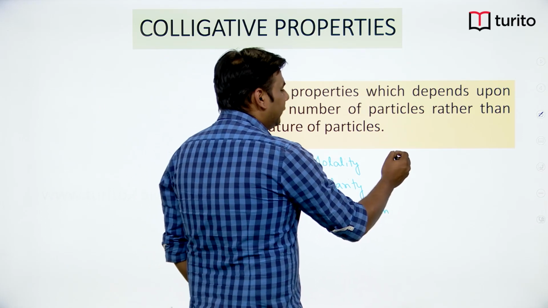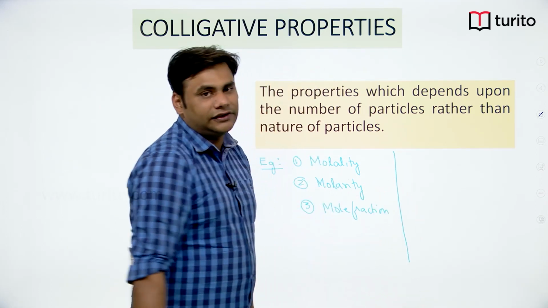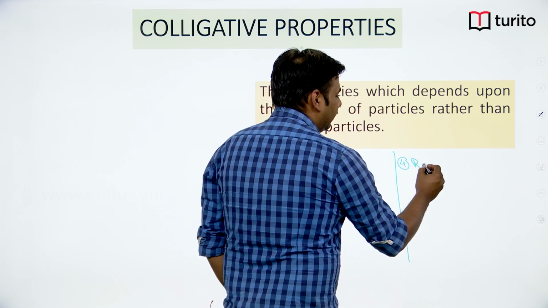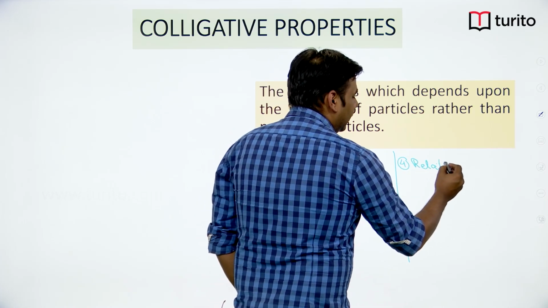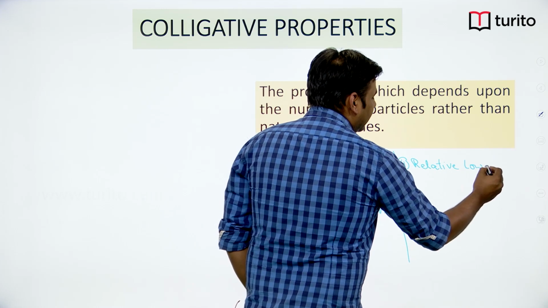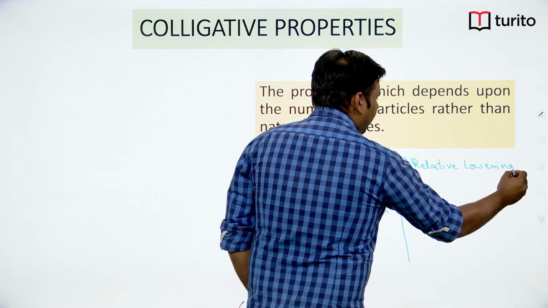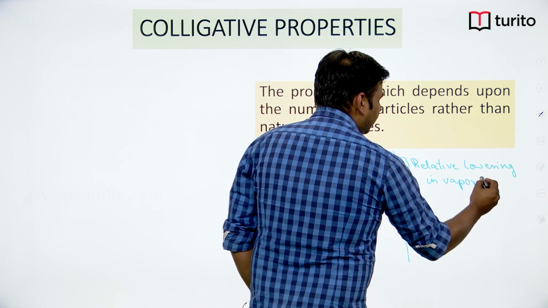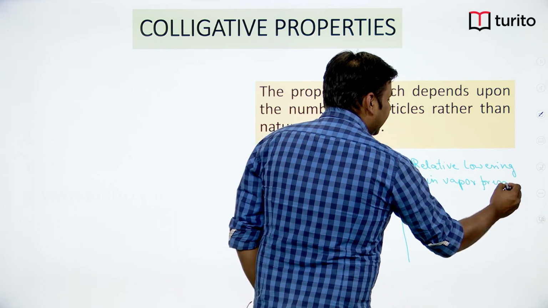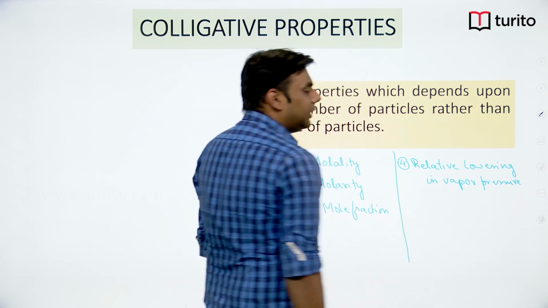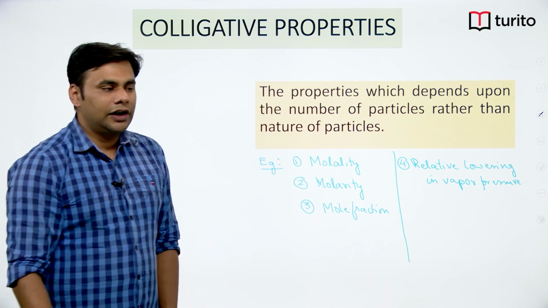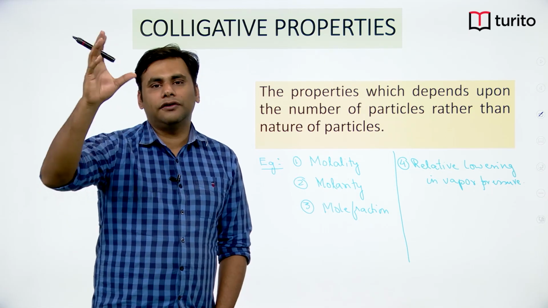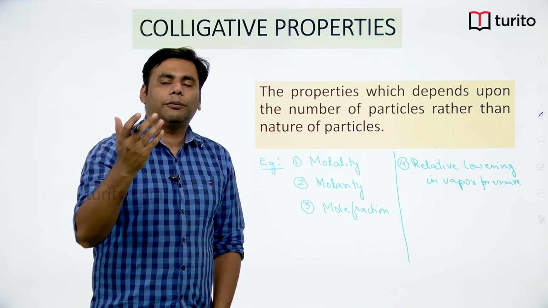Now the colligative property which we want to discuss in this chapter is relative lowering in vapor pressure. So what is exactly relative lowering in vapor pressure? Let us take an example to understand this. Suppose we have a solvent. Initially we have only the solvent, so the vapor formed would be that of the pure solvent.